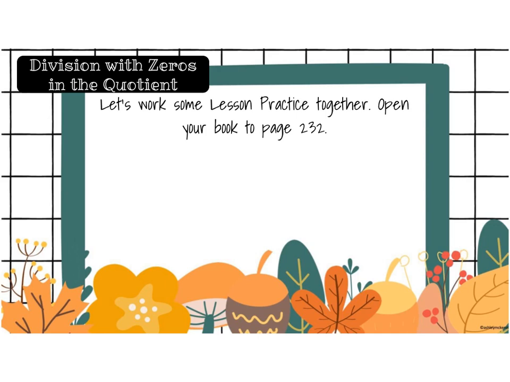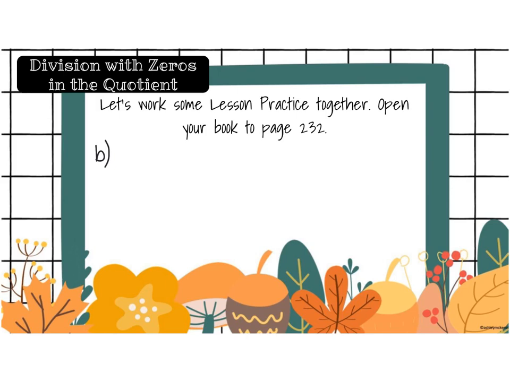It's actually working lesson practice together. So open your books to page 232, and we're going to choose a couple of problems to work together. On page 232, we have several examples of division problems where we will have 0 in the quotient. So let's look at problem B. You get to work problem B on your whiteboard. Then we'll work it together.